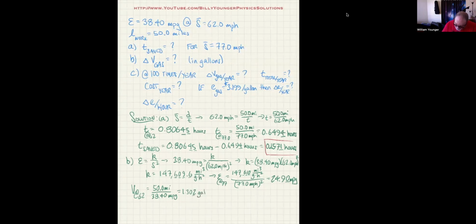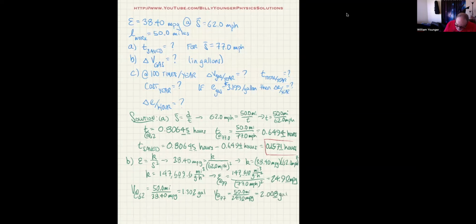Now, that's carrying 1 extra sig fig. When I do the V at 77, I'm going to get 50.0 miles divided by, in this case, 24.90 miles per gallon. And in that case, I get 2.008, carrying one extra sig fig again, and that's gallons.